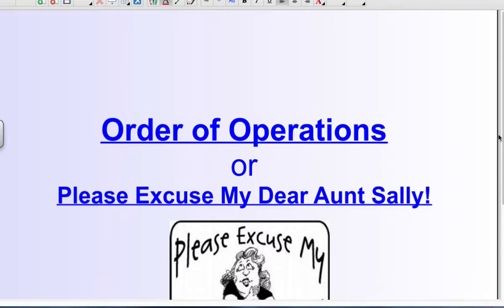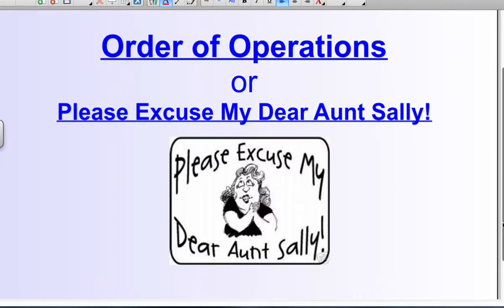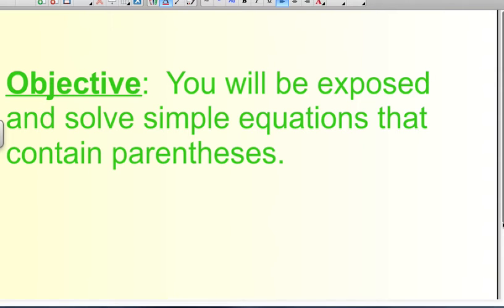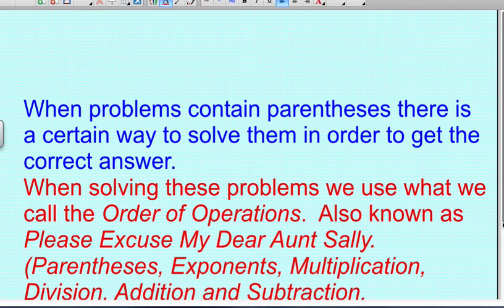Today we're going to learn about the order of operations, or in other words, it can be called, "Please excuse my dear Aunt Sally." The objective today is you will be exposed to and solve simple equations or problems that contain parentheses. When problems contain parentheses, there is a certain way to solve them in order to get the correct answer.